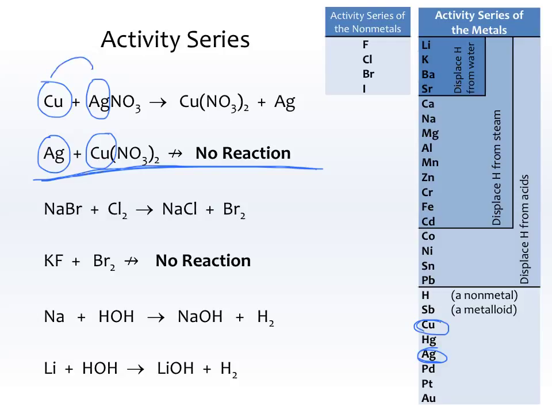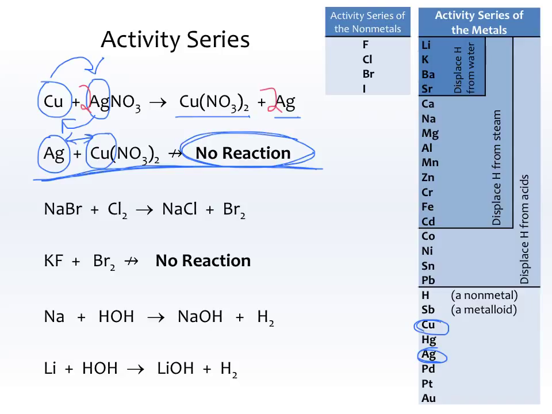Copper is going to switch places with silver because copper is more reactive than silver. Silver will then go sit alone. So copper becomes part of copper nitrate, silver sits alone. But the opposite reaction cannot occur. Since silver is lower, silver cannot switch places with copper. There will be no reaction. So for that top reaction, let's get that balanced. Cu(NO3)2, I'll need 2 nitrates on the left, which gives me 2 silvers.